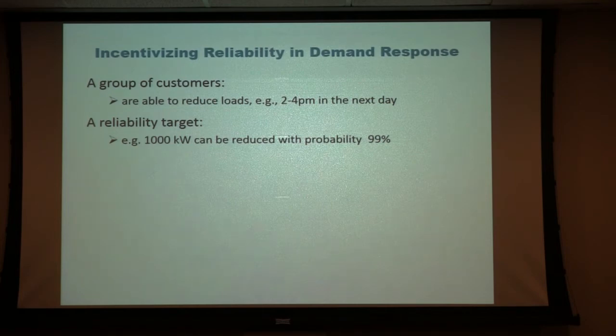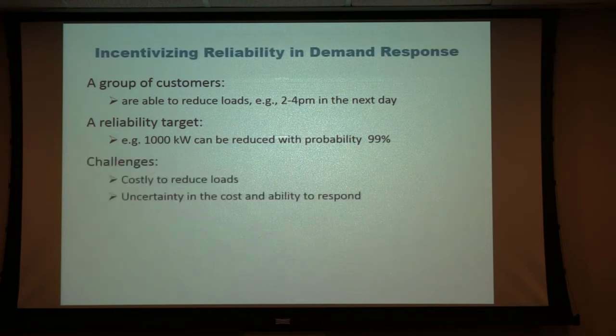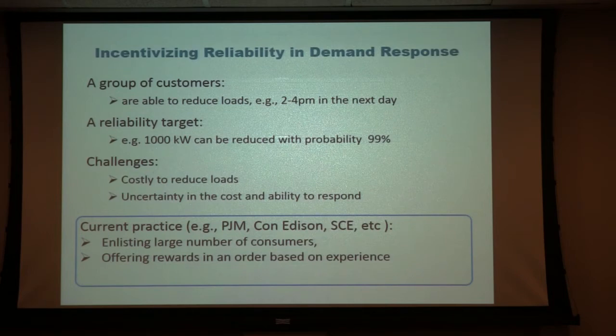And for me, for the BR aggregator, I have some target. And that target, because for the reliability use, I need to know how much you guys can really reduce. So for example, this is a target. And I can probably provide a probability bound. I want 99% this target will achieve. So now the challenge is definitely cost to reduce the load and also uncertainty about the cost and ability to respond.